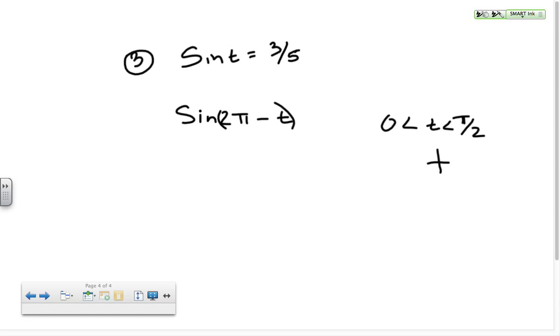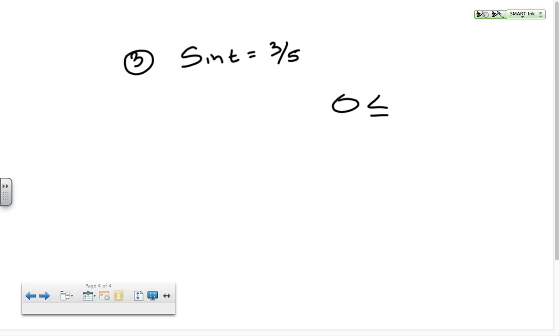Okay, I think I've written this down wrong. So I'm going to fix this because there's something wrong with it. And obviously I was moving too quickly when I was creating my notes. Okay, so let's keep this 0 less than t less than pi over 2.